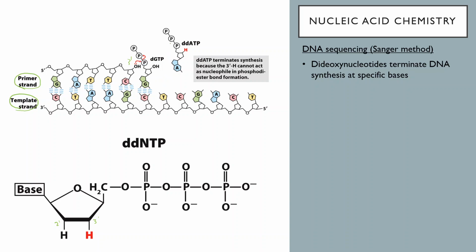And because the triphosphate group is attached to the 5' end of that dideoxy nucleotide, it will form a phosphodiester bond between the 3' end of the last base it created and the 5' end of the dideoxy. But because this dideoxy nucleotide is missing an oxygen at the 3' position, there's nothing for the enzyme to add to. So it will essentially stop when it gets there. So it'll get to that A and it will just quit.